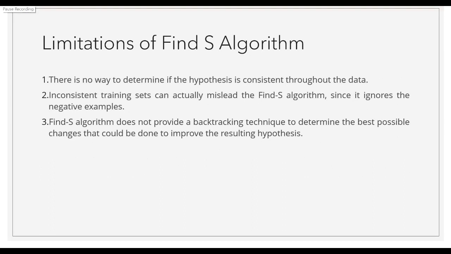And the limitations of Find S algorithm are: 1. There is no way to determine if the hypothesis is consistent throughout the data. Inconsistent training sets can actually mislead the Find S algorithm since it ignores the negative examples. The Find S algorithm doesn't provide a backtracking technique to determine the best possible changes that can be done to improve the resulting hypothesis. These are the limitations of Find S algorithm.